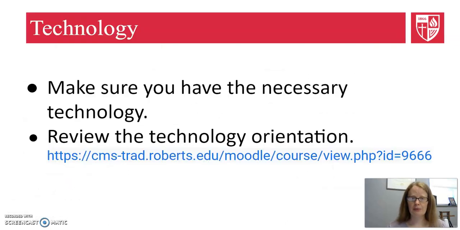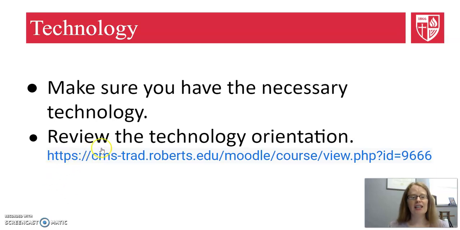Now, two other things that we want to highlight for you are technology requirements. We want to make sure that you have the necessary technology. And so we've told you that you need to have reliable internet, you need to have a computer, and you need to have a web camera. In the email that we sent to you that came from my email address, we also attached a technology requirements PDF. Please make sure that you have the appropriate technology to be successful this fall semester.